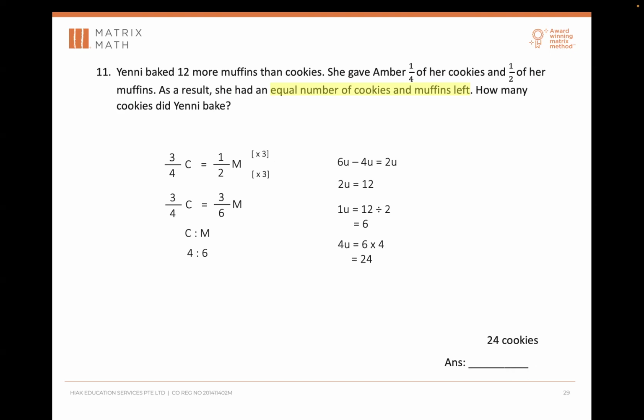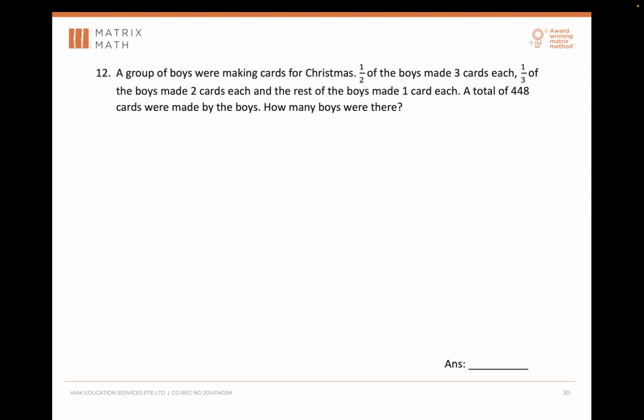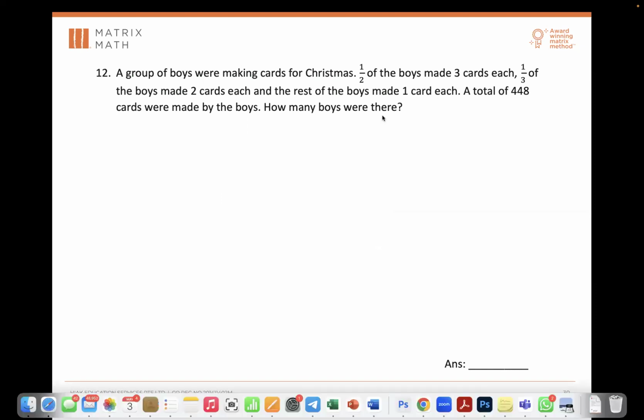Okay, now let's look at question number 12. A group of boys were making cards for Christmas. Half the boys made 3 cards, 1/3 of the boys made 2 cards, and the rest of the boys made 1 card each. A total of 448 cards were made by the boys. How many boys were there? So you see, this is a quantity value question. The quantity here is referring to the boys, the number of boys.